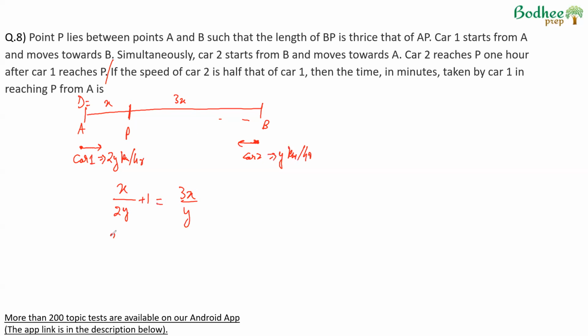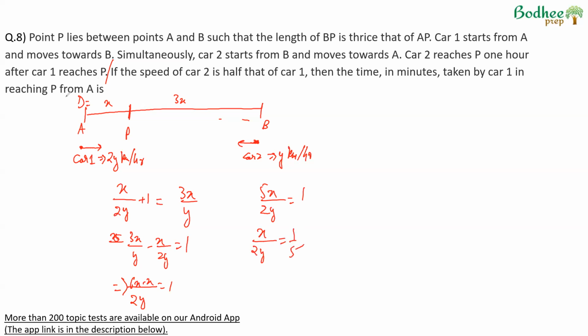So this becomes 3x by y minus x by 2y is equal to 1. Taking LCM, 2y, 6x minus x is equal to 1, which means 5x by 2y is equal to 1, which can be written as x upon 2y is equal to 1 by 5.